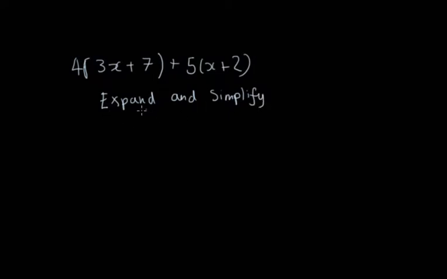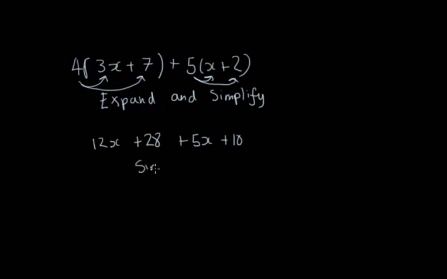So we're going to do the expansion first. So we take each side separately. So 4 times 3x is 12x, 4 times 7 is plus 28. Then the next part of the expression is 5 times x is plus 5x, and then 5 times 2 is plus 10.